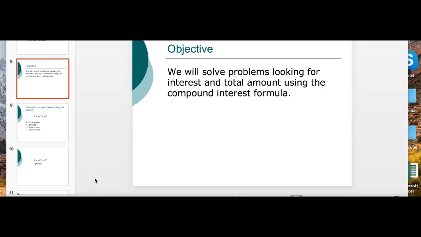All right, ladies and gentlemen, let's get into our objective today. We're going to solve problems that are looking for interest and the total amount using the compound interest formula.